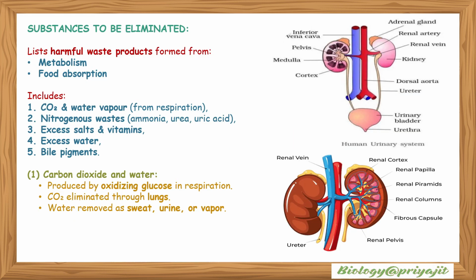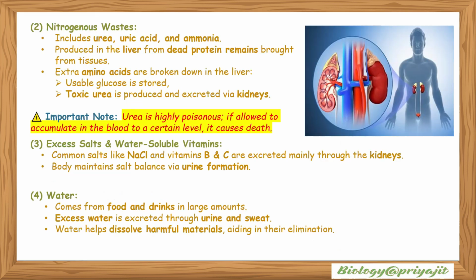What are the substances to be eliminated? A list of harmful waste products formed from metabolism and food absorption. They include carbon dioxide and water vapor generated from respiration, nitrogenous waste, ammonia, urea, uric acid, excess salts and vitamins, excess water, bile pigments, etc. Now you should know carbon dioxide and water are produced by oxidizing glucose in respiration. Carbon dioxide is eliminated through the lungs. Water is removed as sweat, urine or vapor.